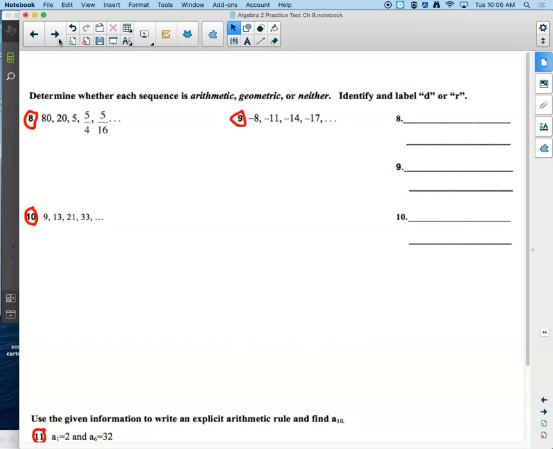Determine if it is arithmetic, geometric, or neither. If it's arithmetic, give the common difference, d. And if it's geometric, give the common ratio, r. So take a look at number 8. Think about it for a little bit. What is it? It is geometric.